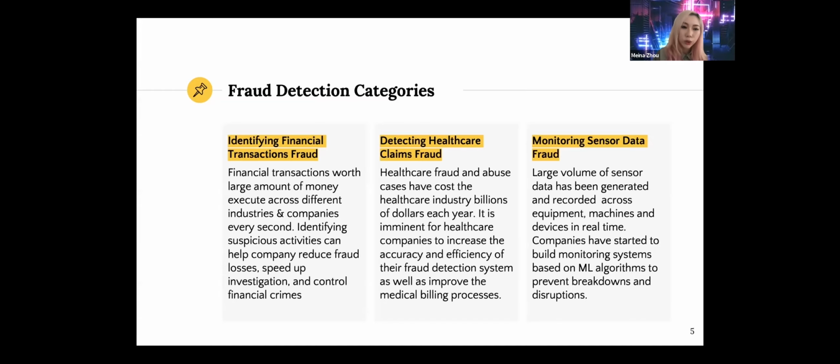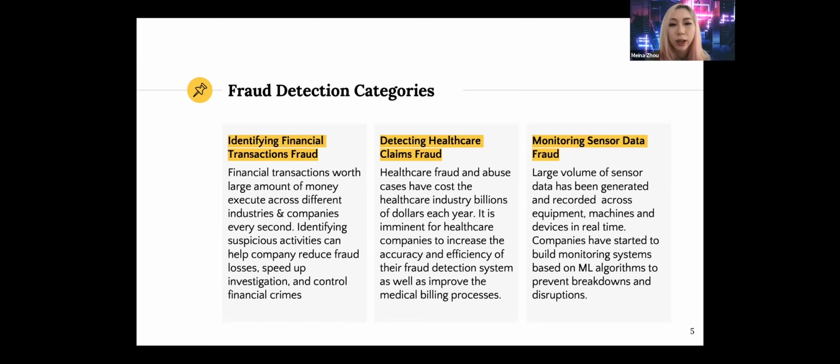We all know financial institutions or different companies have a lot of transactions worth large amounts of money executed across different industries and companies every single second. And it is really important for them to identify those suspicious activities so that they can reduce fraud losses, speed up investigation, as well as control financial crimes. And additionally, those financial institutions need to comply with government regulation. So legally, they also need to be better and better at identifying those financial transaction frauds.